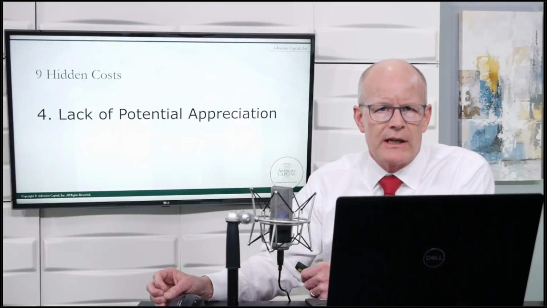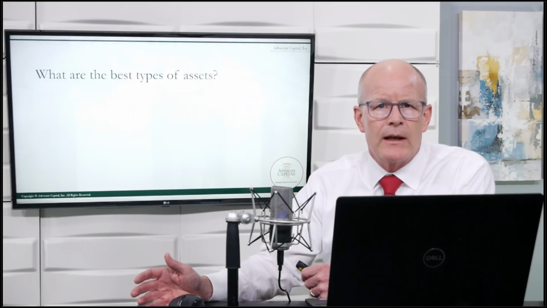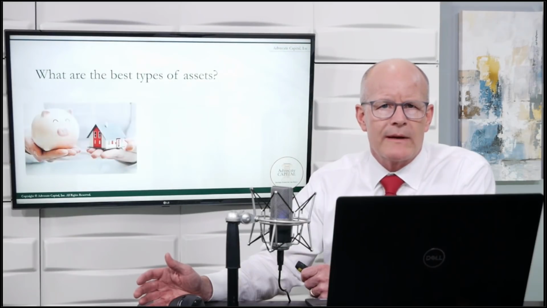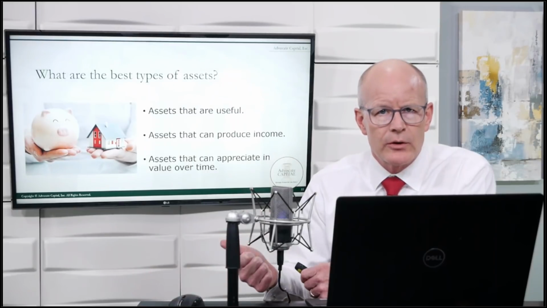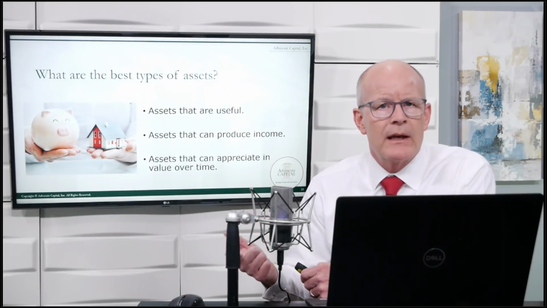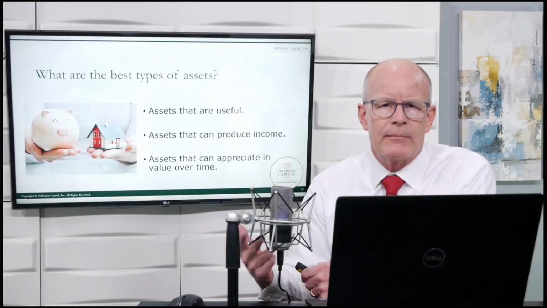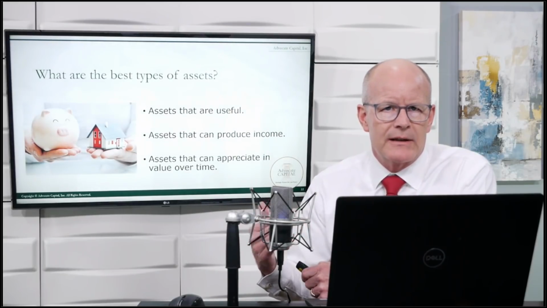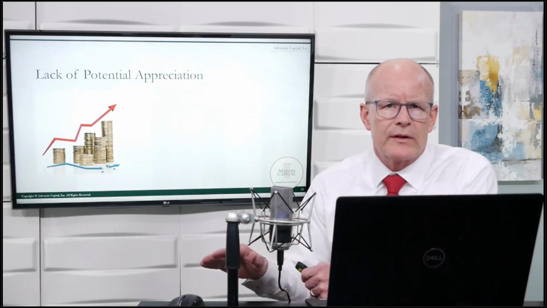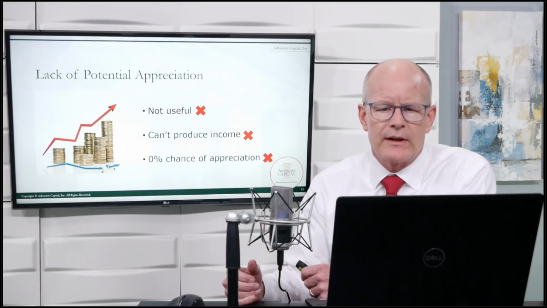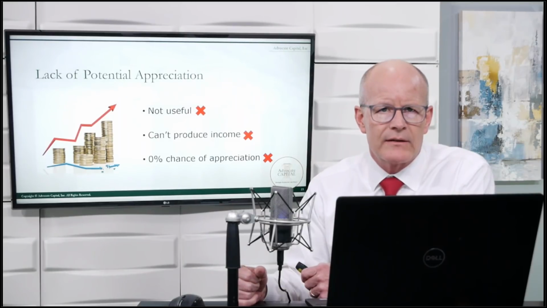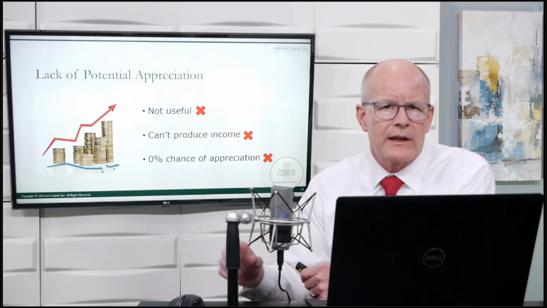Next is a lack of appreciation. Appreciation is when an asset increases in value over time. And if we think about assets, what are the best types of assets to own? Well, as business people, we want to own assets that are either useful, and/or can produce income, and/or will appreciate over time. Well, your cash tied up in case expenses has a 0% chance of appreciation. We've already said it's not useful, it can't produce income, and it has a 0% chance of appreciation. You put your $500,000 in your case expenses, 30 years later, it's still $500,000.